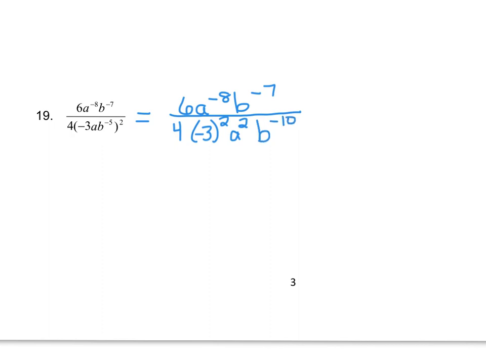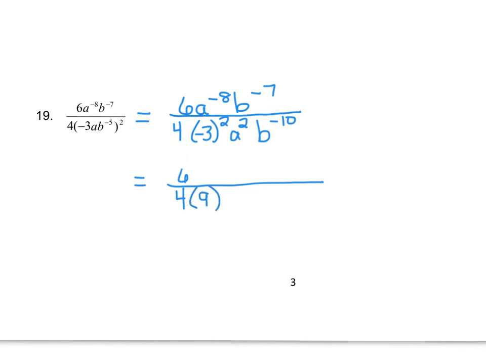Now I think what I'm going to do next is move anything that has a negative exponent. Let me start with my numbers. This 6 has a positive exponent, so I'm going to leave it where it is. This 4 has a positive exponent, so I'm going to leave it where it is. And this -3 to the positive second power, what is -3 squared? Well, -3 times -3 is +9. So I'm just going to make this a 9.